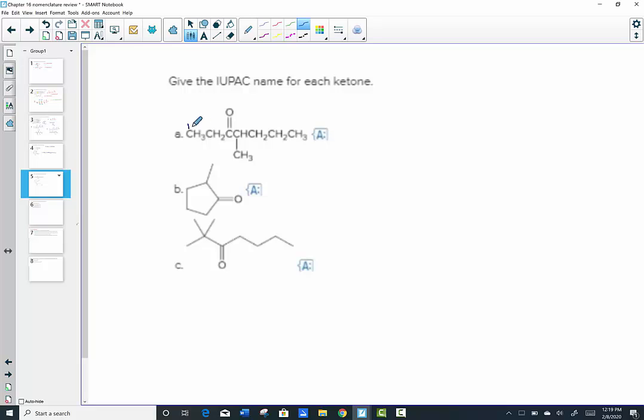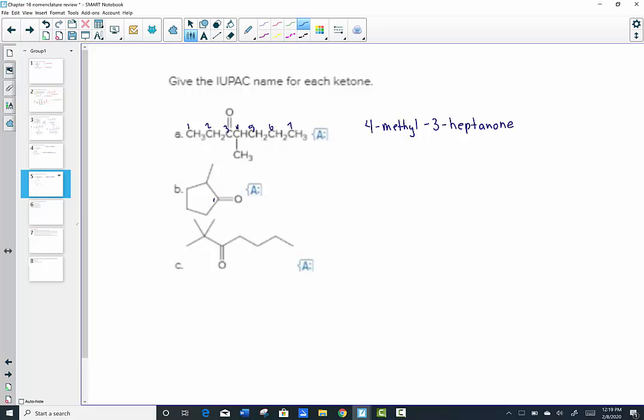Let's see. Carbon 1, 2, 3. That's the lowest position. 4, 5, 6, 7. I count 7 carbons in the longest chain. At carbon 4, I see a substituent branch of a methyl group. At carbon 3, of a 7-carbon chain, we have a carbonyl ketone. 4-methyl, 3-heptanone.